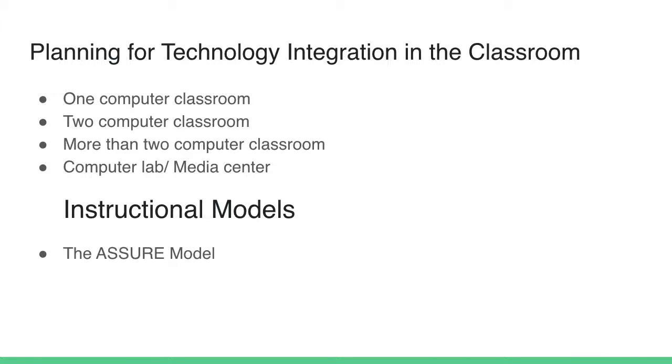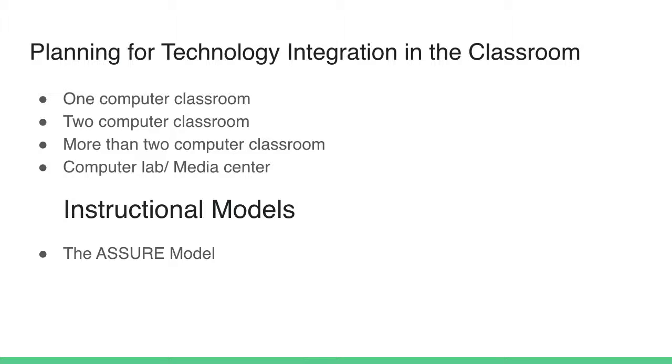The ASSURE model was developed in the late 1990s by Heinich, Molenda, Russell, and Smaldino. It is a procedural guide for planning and delivering instruction that integrates technology and media into the teaching process. The A stands for Analyze the Learner. Who are they? What are their skill levels? What are their learning styles? State objectives is S. What do you want learners to learn? What are the specific learner outcomes?